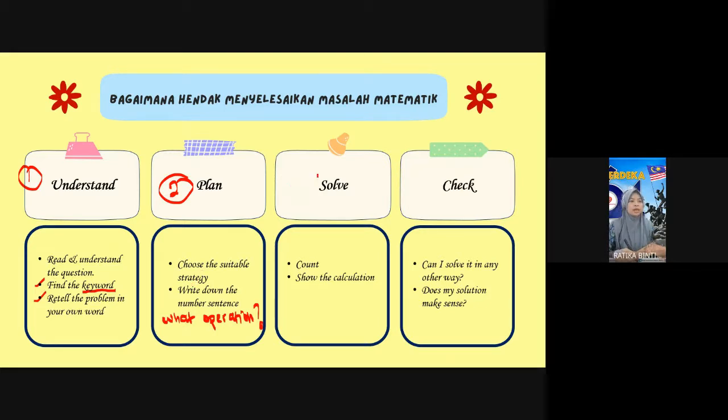Okay. Step number 3 is you need to solve. How to solve? You need to count. You need to show the calculation. Okay? You need to show, macam mana awak selesaikannya guna normal form.